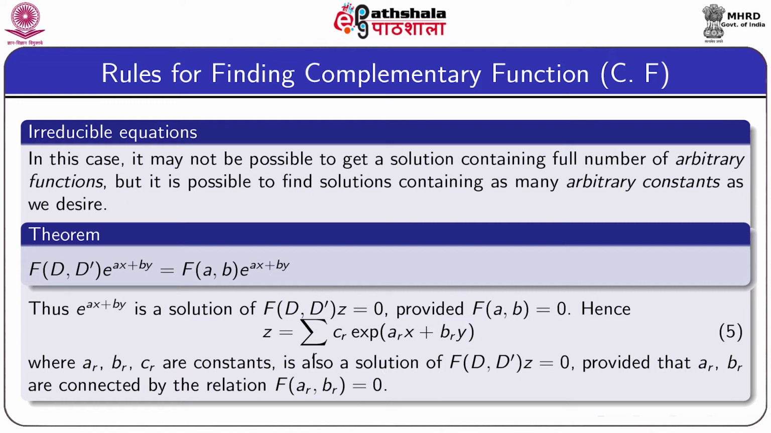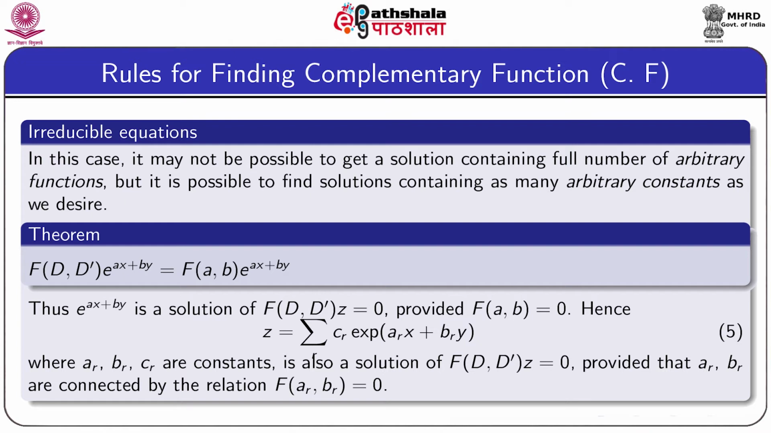Before going to the example, we need to explain one theorem which is stated here: F operated over e to the power ax plus by is equal to F(a, b) e to the power ax plus by. The proof of this theorem is very simple, because we know that if we operate a differential operator on an exponential function, then the coefficient of x, that is a, will come instead of D, and the coefficient of y, that means b, will come instead of D'.